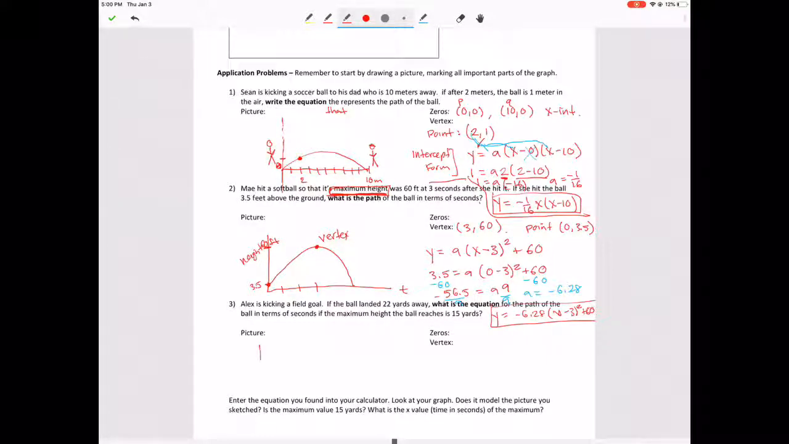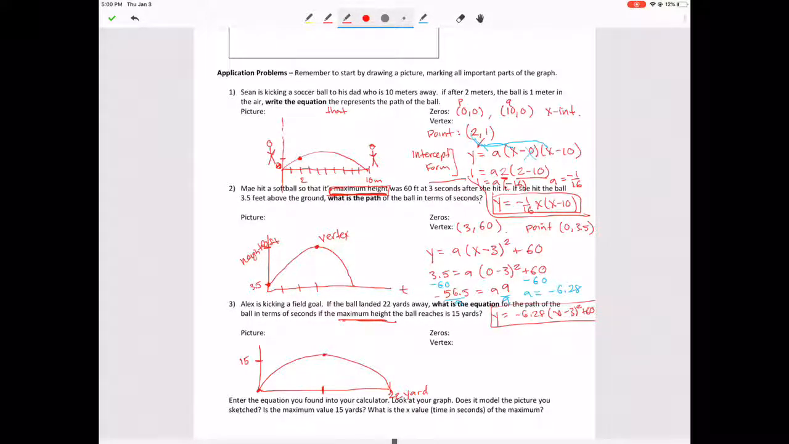Okay, so let's make our picture. He's kicking the ball at (0, 0), and the ball landed 22 yards away. So it's going to be some sort of parabola, right, that goes up and then lands at 22 yards, okay? And then it says the maximum height of the ball is 15 yards, 15 yards high. So the maximum height is our vertex.